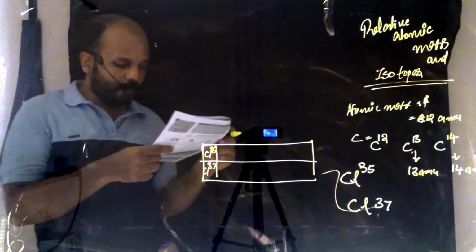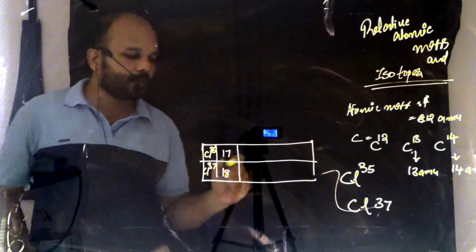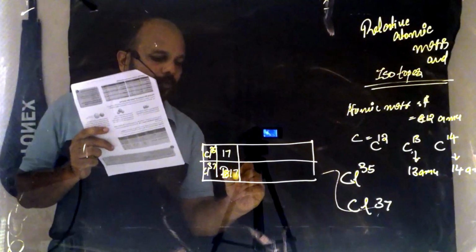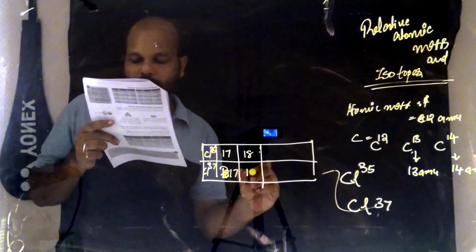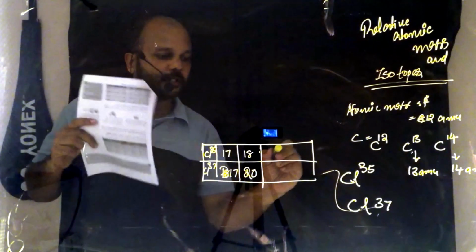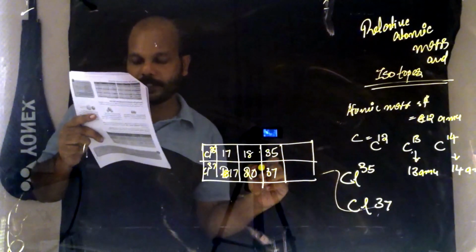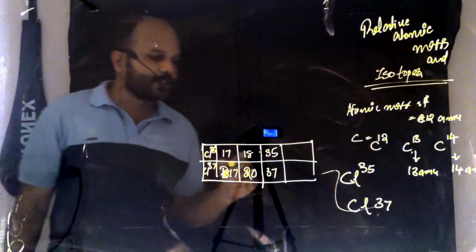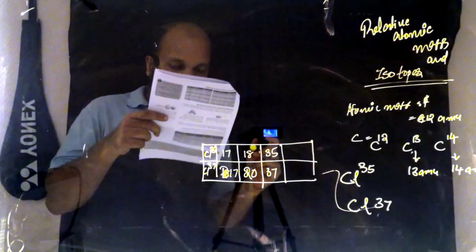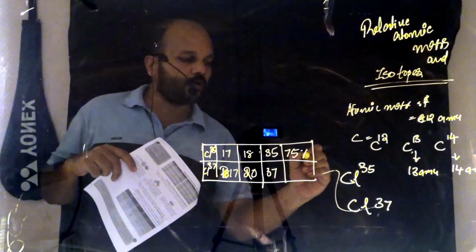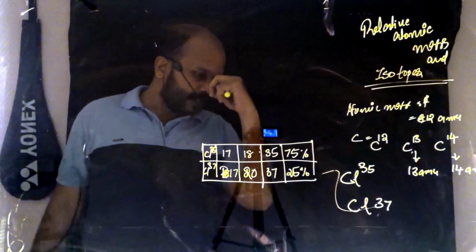So it has 17 protons for both, and the number of neutrons for Cl35 is 18, and for Cl37 it is 20. So the nucleon number here is 35, here it is 37, and then the percentage of abundance. If you check the whole percentage of chlorine, Cl35 is present in 75% of the chlorine, and the remaining 25% is going to be Cl37.